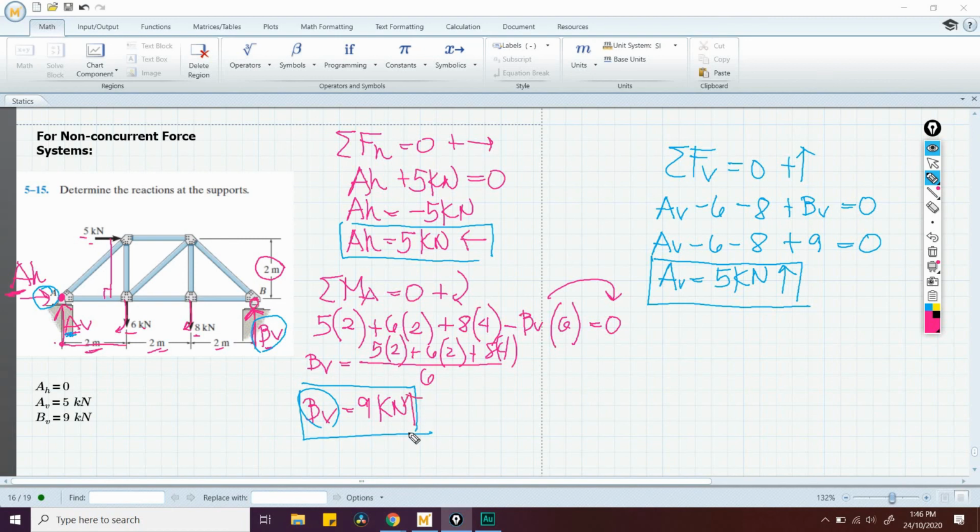So that is how we use the summation of forces and summation of moments in finding reactions, solving different force systems. So recap lang tayo, laging tatandaan, summation of forces, vertical equal to 0, positive going up. Summation of forces, horizontal equal to 0, positive to the right. And then summation of moments equal to 0, positive ang ating clockwise.